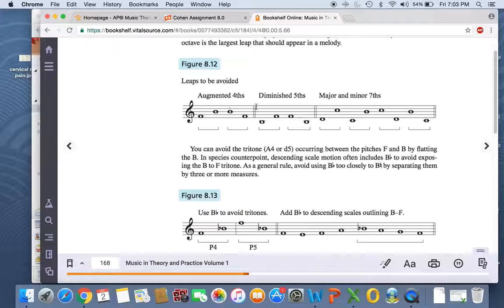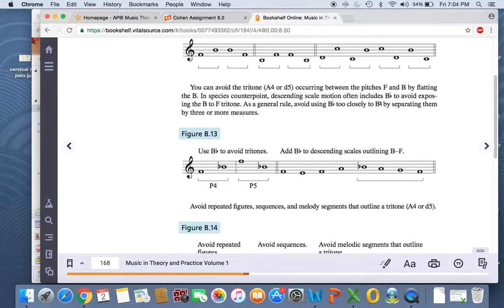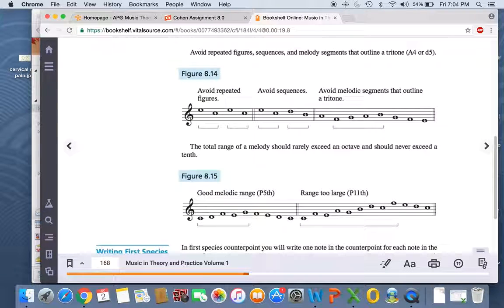Avoid augmented fourths, diminished fifths, and the sevenths. You can avoid the tritone if you have an F by adding a B flat. Flat your B, and that's okay to do. Usually you would descend by scale motion to get away from it. So that's just reading. Read those.